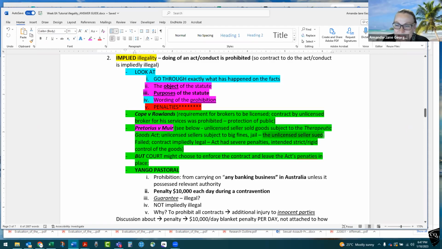Interestingly, the purchaser didn't pay, but the unlicensed seller stupidly sued for recovery of the payment, and obviously failed because the contract was impliedly illegal. The Act had severe penalties, intended strict and rigid control of the goods. Makes sense, doesn't it? So often in that kind of situation, it's easier to be able to establish illegality, implied illegality via statute.